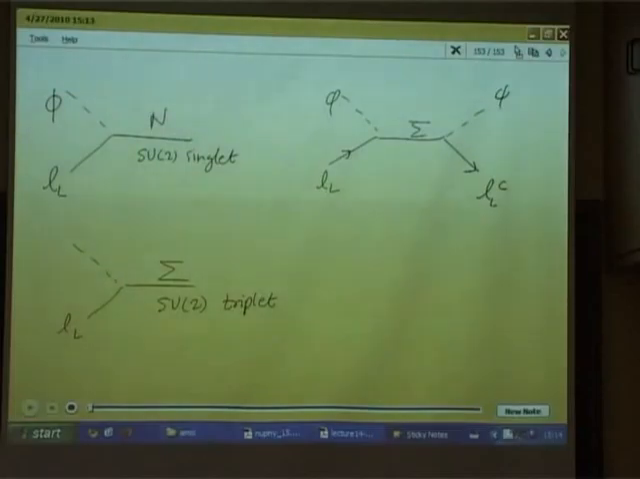Again, the outside legs are ln, ln c bar, phi, phi. And internally there are some couplings here. Triplet means slightly complicated couplings because you get Pauli matrices and so on. But we know that we can write something which is an effective.